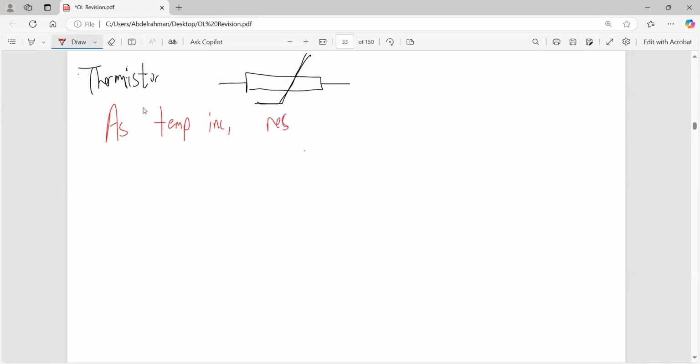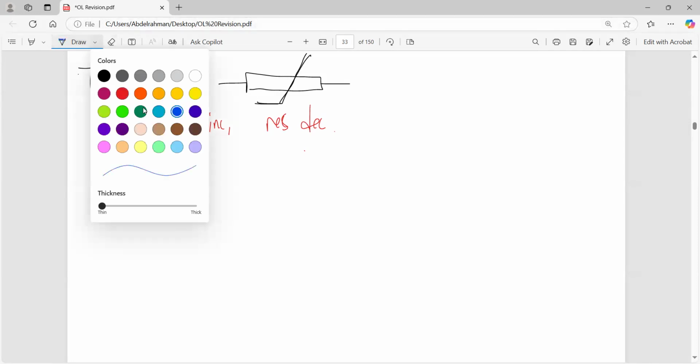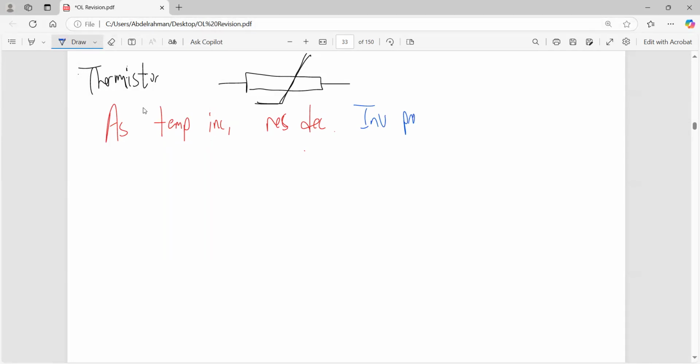As the temperature increases, the resistance decreases. They are inversely proportional. How can we draw the graph? The graph would be somewhat like this. This is the temperature in degrees Celsius and this is the resistance in ohms. As the temperature increases, the resistance decreases. A thermistor could be used in fire alarms, for example.